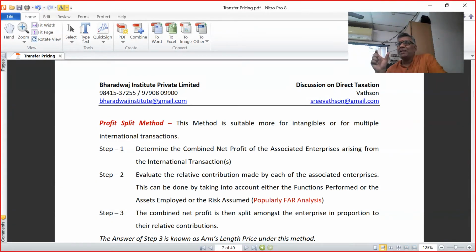Up to 6 values, if they are there. For more than 6 values, the law calls it by a concept called the range method, by constructing what is popularly known as a data set. Okay, let's go slow on this. First, which method should I select? It depends upon my transaction. How will you choose a method?